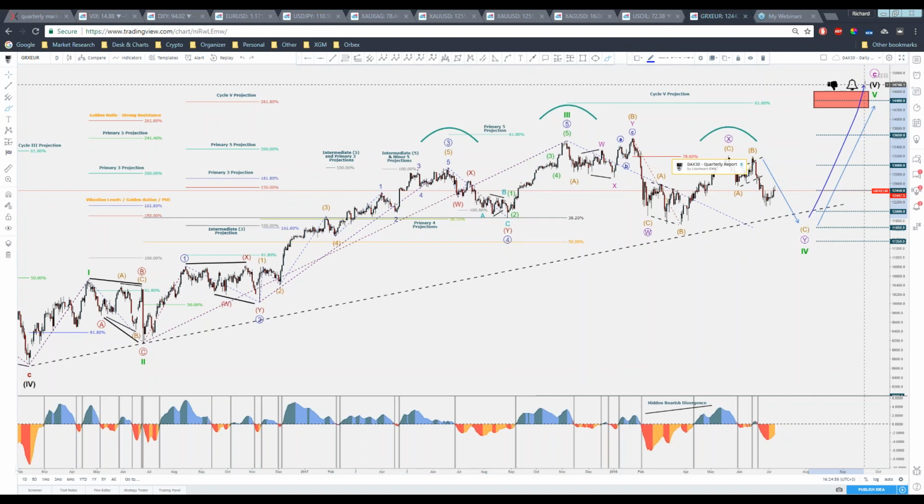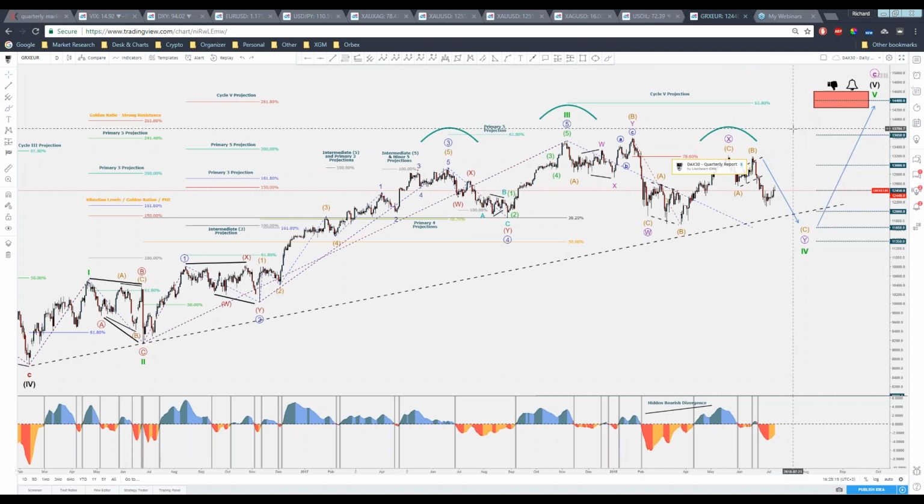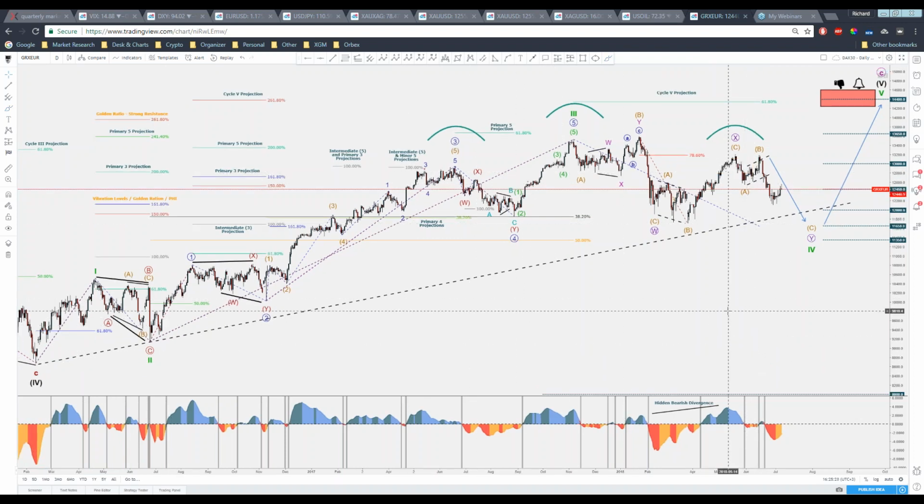If it manages to gain support, then this would be the end of the super cycle, because we have 1, 2 extension, 1, 2, 3, 4, 5. So we have 3, complex corrective structure, 4, and then 5. So we have a complete 1, 2, 3, 4, 5. After 1, 2, 3, 4, 5 comes ABC, and this ABC could tag minimum this low, which is basically almost a 50% drop. What could be best? What could cause that?